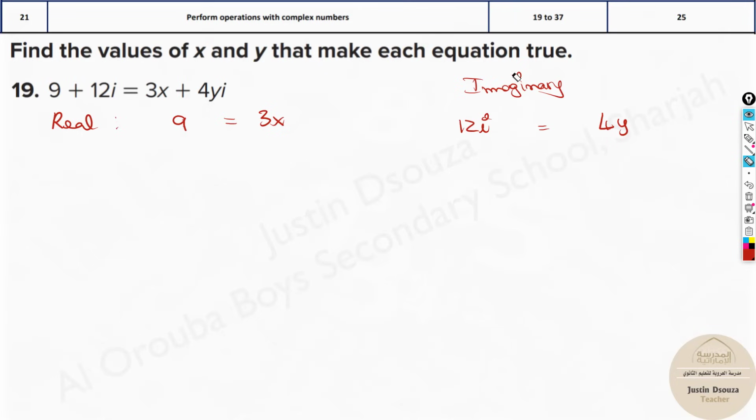Now, one thing: do not write i. It's understood it's imaginary already, isn't it? So just write this much. Now we equate it and solve it. Divide both the sides by 3. You will get 3 equals x.